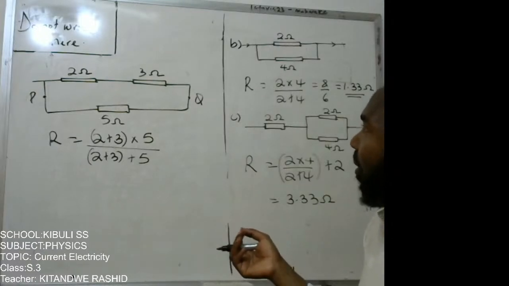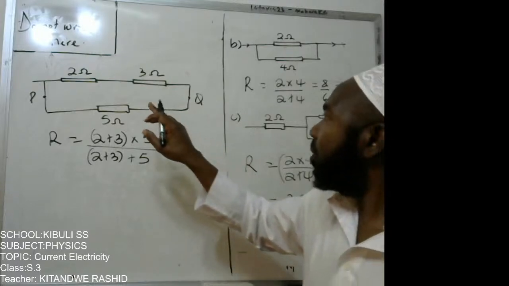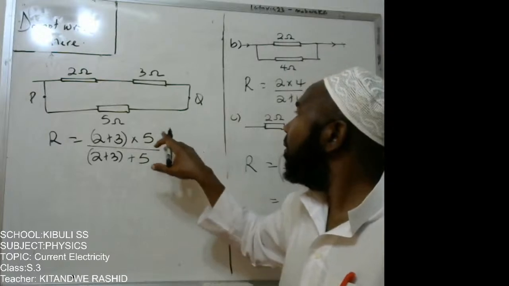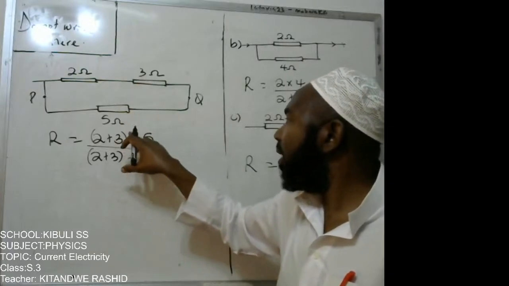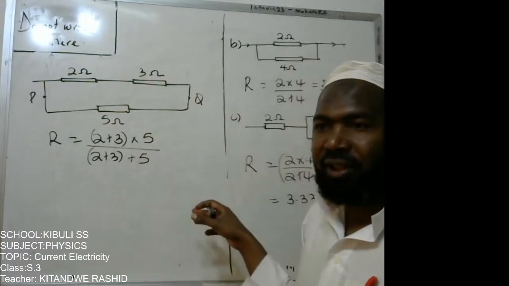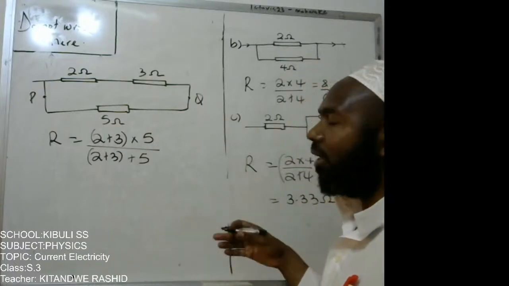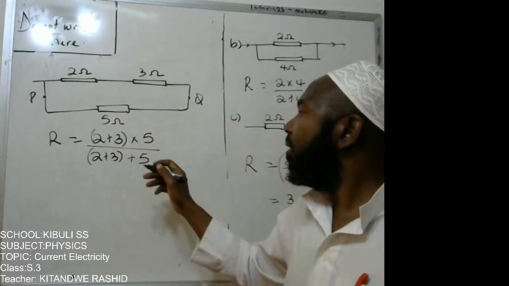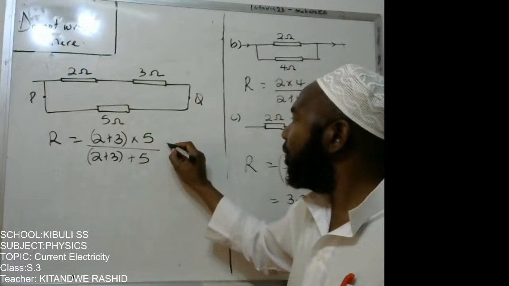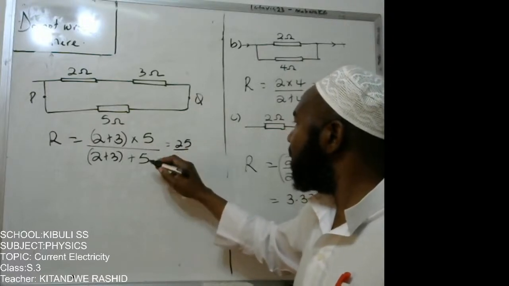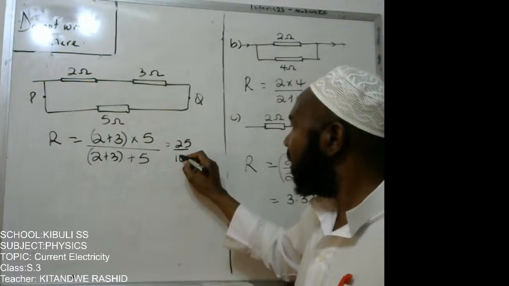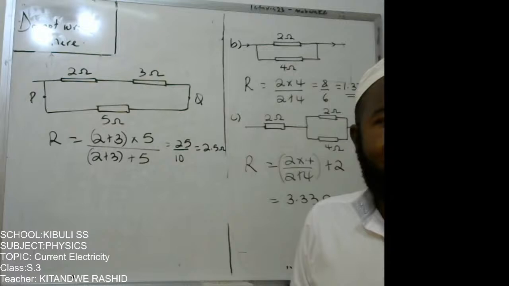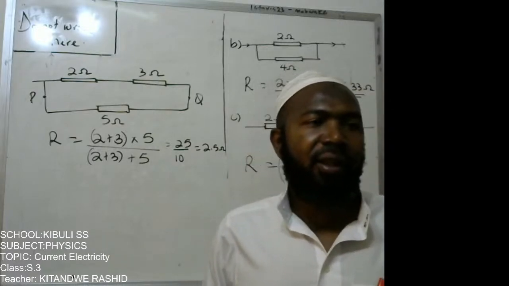Otherwise, what we may have done, we may have first of all said 2 plus 3 we get 5. Then we say 5 times 5 over 5 plus 5. Are you getting it? It's the same thing, only that we wanted to summarize it. So in this case, 5 times 5 is 25, and then 5 plus 5 is 10. And the answer is 2.5 ohms. Number 3.